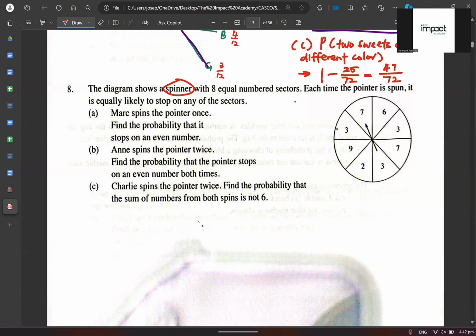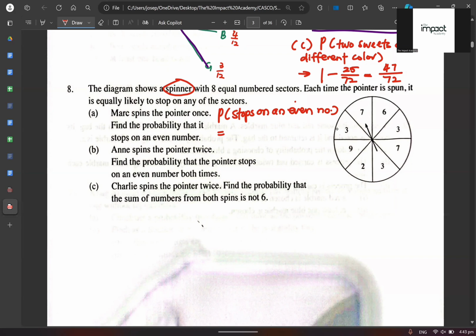Mark spins the pointer once. Find the probability that it stops on an even number. Am I making sense? Yep. What is the probability that it stops on an even number? You can see 1 over 4 here. Very good.